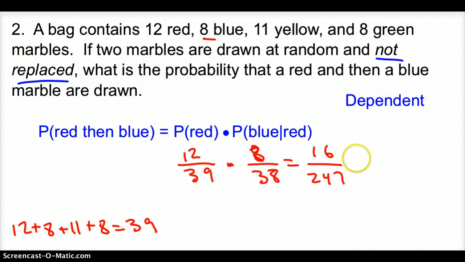If you don't want it like that, you can put it in a decimal, which is 0.064, or you can also put it in percent, which is 6.4 percent.